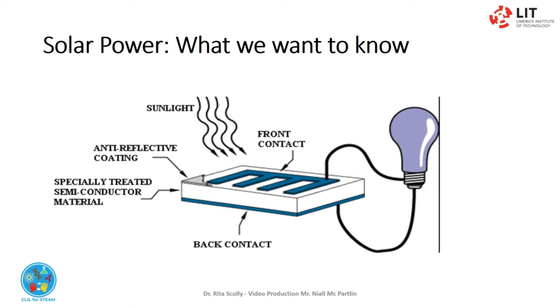Phosphorus is used on the top layer of silicon, which adds electrons with a negative charge. Boron is used on the bottom layer, which results in fewer electrons and a positive charge. This creates an electric field at the junction between the silicon layers. Sunlight adds the energy to force the electrons to move and cause the current to be generated.